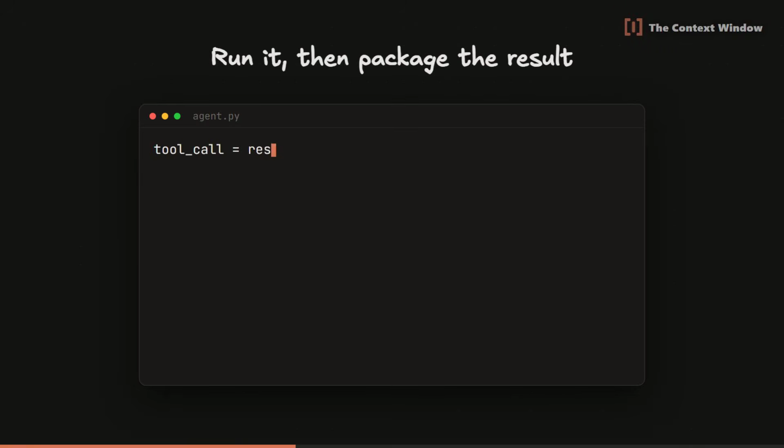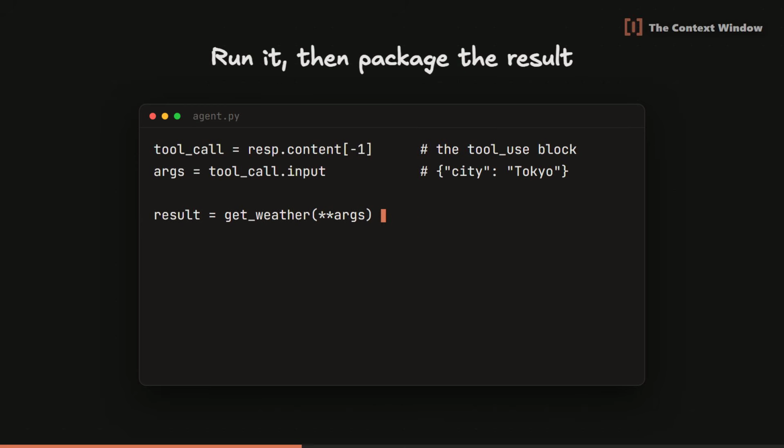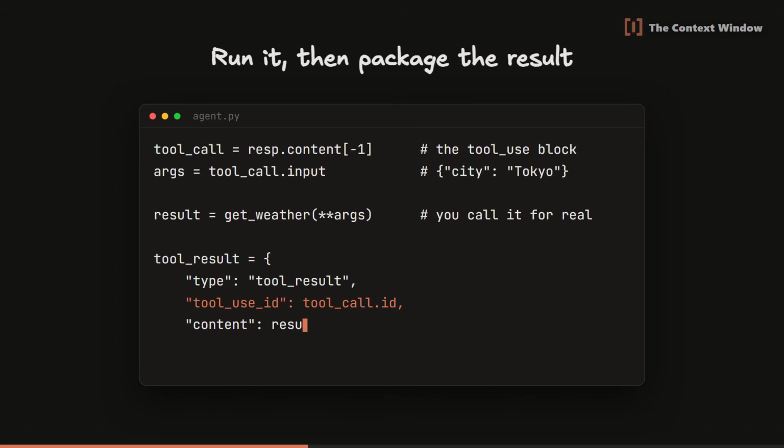So you pull the tool use block out of the response, grab the arguments Claude filled in, and call your function for real. Then you wrap whatever it returned in a tool result block. The one piece that trips everybody up, that tool use ID. You have to send it back, so Claude knows which call this answer belongs to. Match the ID, attach the result. Now you're ready to keep the conversation going.